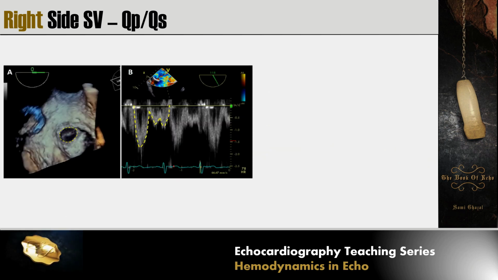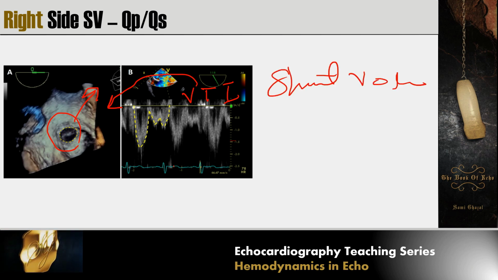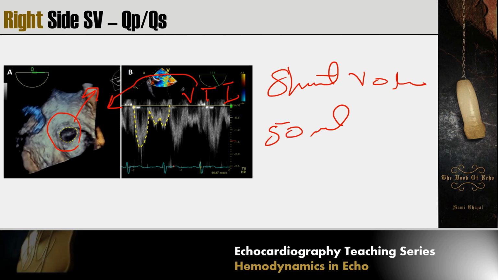In case of ASD, we can use the conventional way of QpQs that we just saw, or maybe we trace this ASD. Now we have the area, and we trace the flow. Now we have the VTI. So VTI times the area, we can get the shunt volume. So this is the shunt volume. This is the volume that goes from LA to RA. So let's assume it's 50 ml. So 50 ml will leave the left atrium and go to the right atrium.